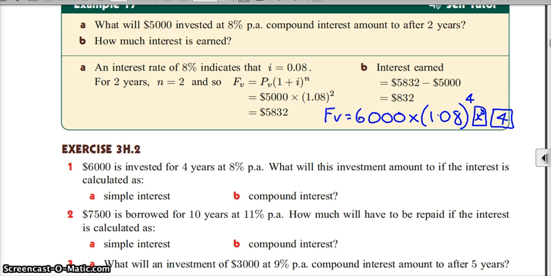Now, back to what we said. Okay, so we've got that. That's your formula. This says what your future value will be.